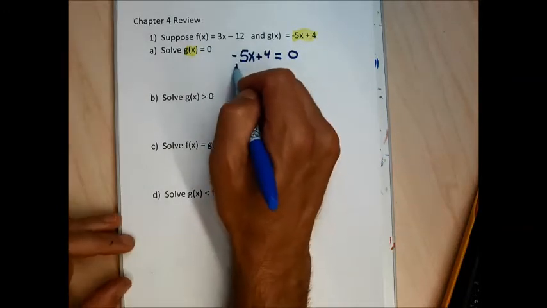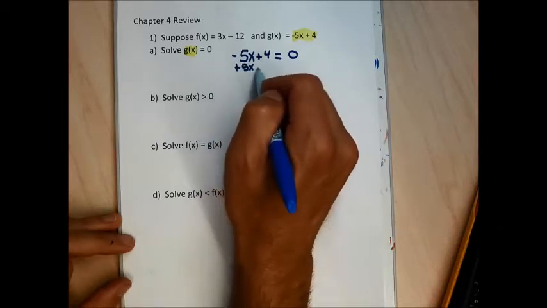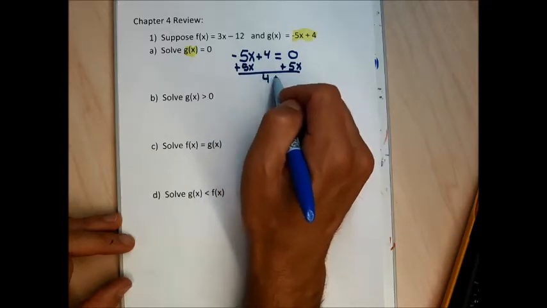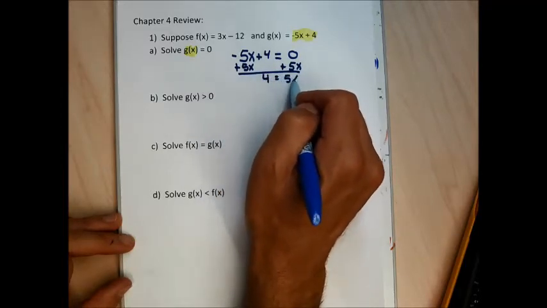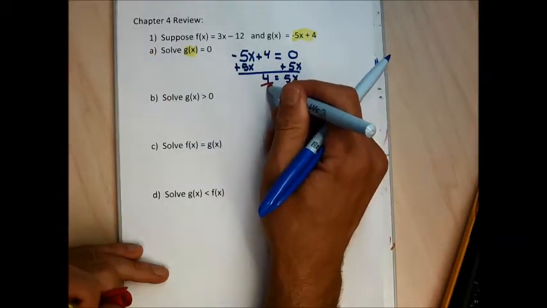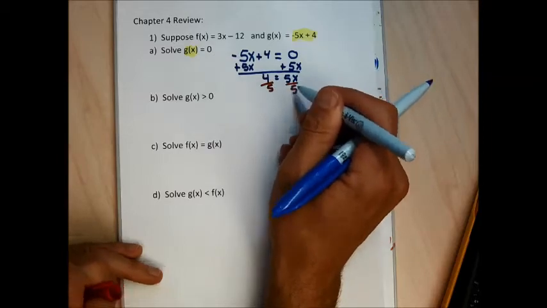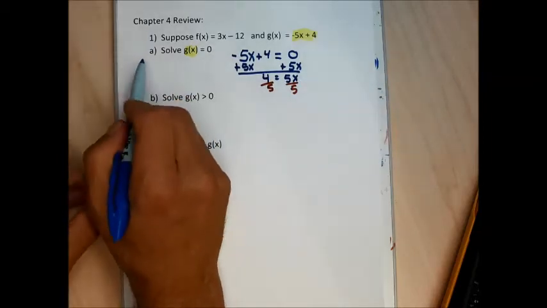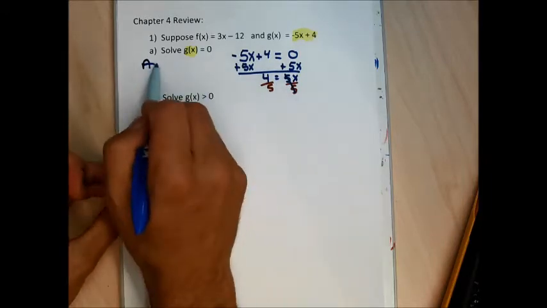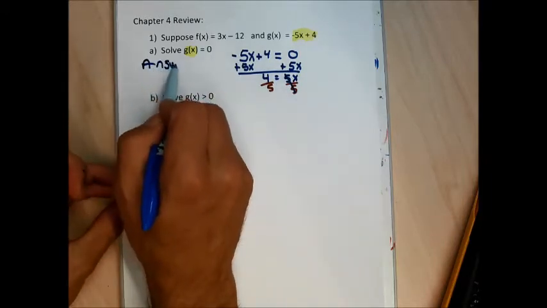I need to get the numbers on one side and the letters on the other to solve this. I don't solve by factoring because there's not an exponent like a square. I'm going to add 5x to both sides to get lots of positives as opposed to lots of negatives, and then divide both sides by 5. So my answer to 1a is going to be x equal to 4/5 because the 5s are going to cancel, and on the other side you have a 4/5.